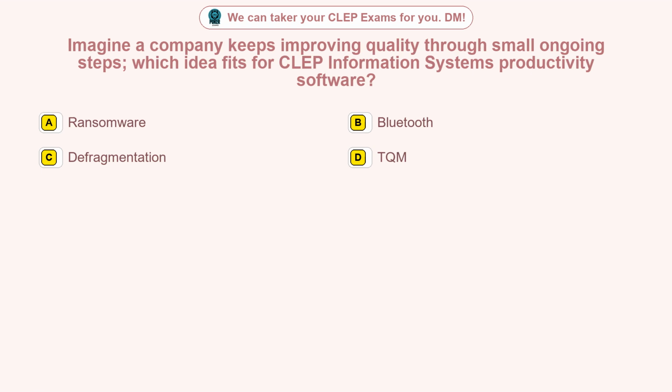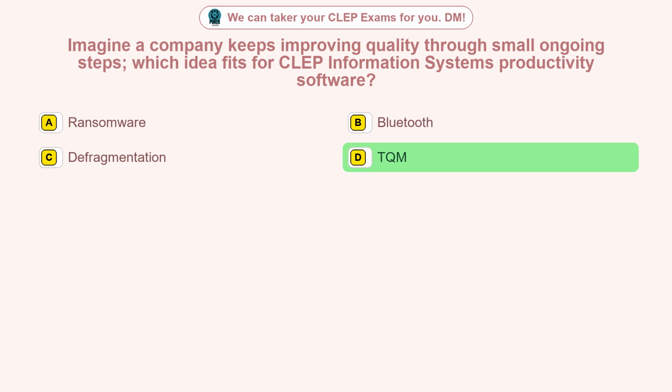Question 18. Imagine a company keeps improving quality through small ongoing steps. Which idea fits for CLEP Information Systems productivity software? Option A. Ransomware. Option B. Bluetooth. Option C. Defragmentation. Option D. TQM. The correct answer is option D.